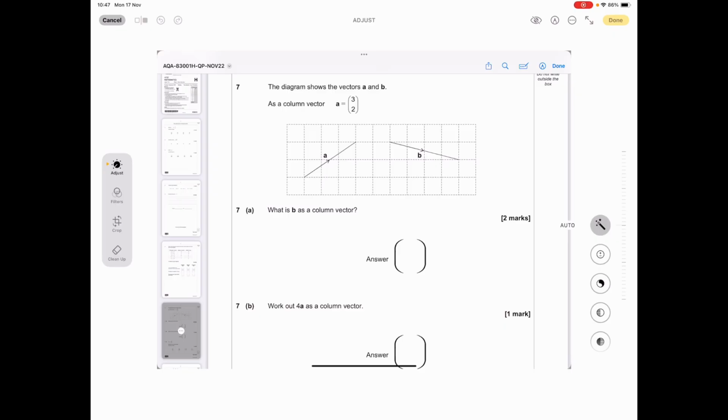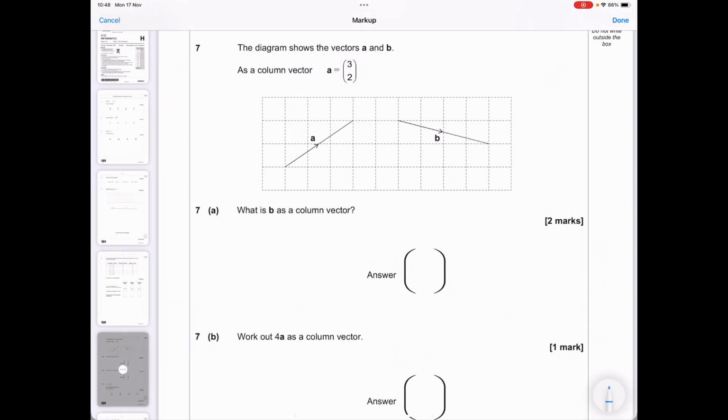We're on question 7, and the diagram shows the vectors A and B. A is along 3 and up 2, so (3, 2), and B is down 1 and along 4, so we would say (4, -1). Work out 4A as a column vector. That would be 4 times (3, 2), so 4 times 3 is 12, and 4 times 2 is 8, and that's how you do that.